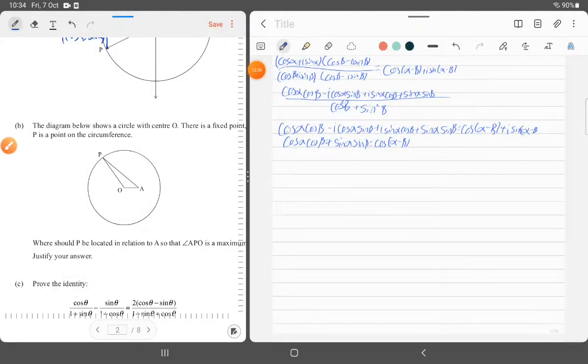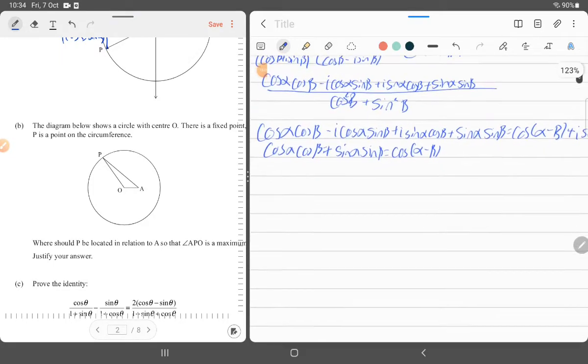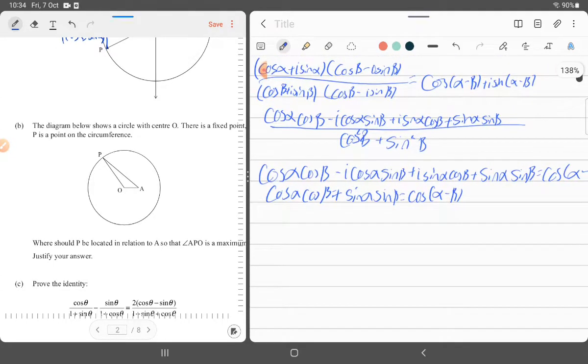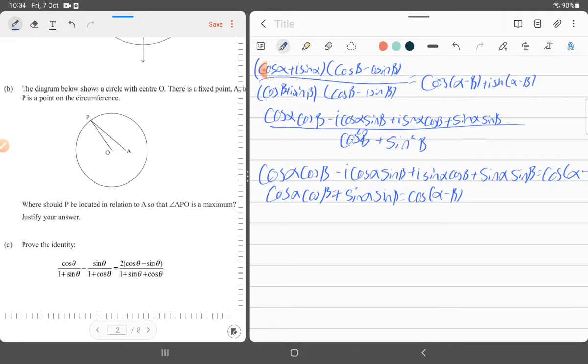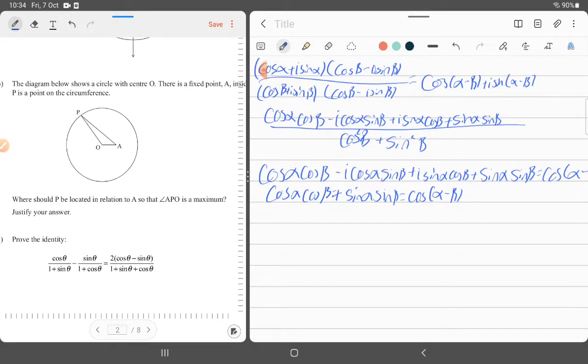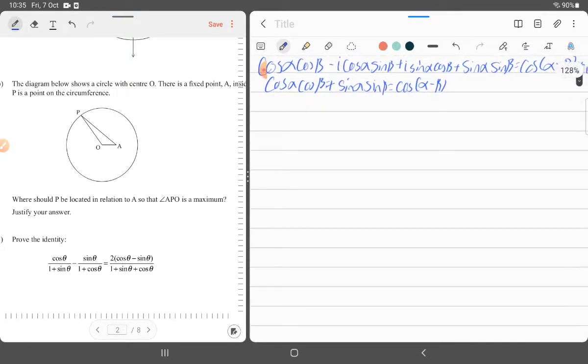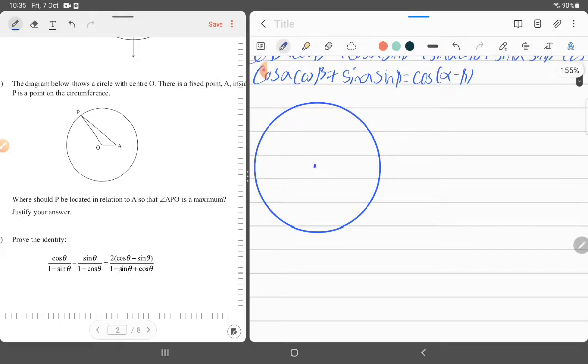The diagram below shows a circle with center O. There's a fixed point A inside the circle. P is a point on the circumference. Where should P be located in relation to A so that angle APO is maximum? So O is the center and A is a fixed point. So let's say this is the center.